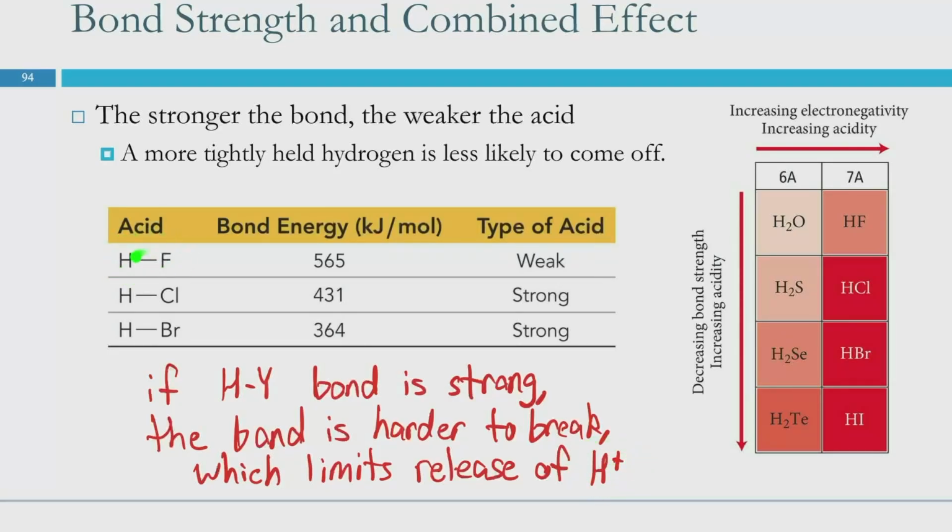So like HF, we've got a bond energy of 565 kilojoules per mole, our highest of these three, and that's why it's a weak acid. For HCl and HBr, they're strong acids because they've got weaker bonds.